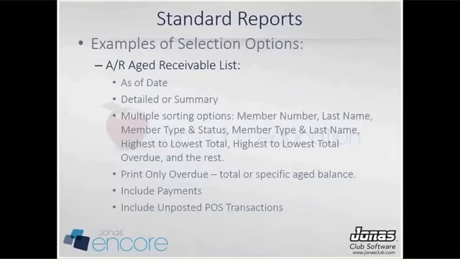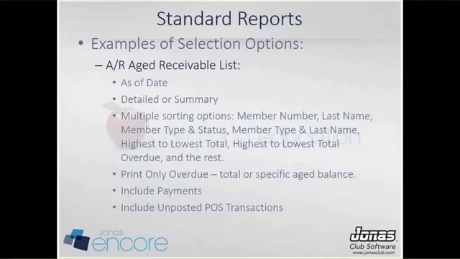So some examples of selection options. If we look at the AR aged receivable list, there's an as of date. So as of what date do I want to see my aging buckets? I can choose detailed or summary. So detailed will give you every charge that falls into a bucket, whereas summary will just tell you how much that member owes in each bucket.